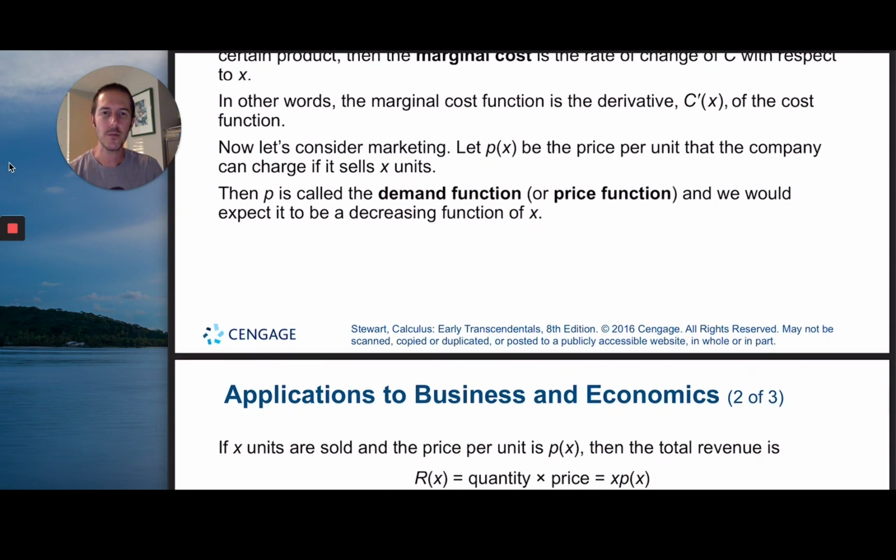There's also this function p of x, which represents the price per unit. Now, if you've ever had t-shirts screen printed, you know that the cost to produce that first t-shirt is very expensive because the screen printer has to create the screen in order to print that one t-shirt. So the cost of printing your first t-shirt might be $100. But the cost to produce the second t-shirt is only going to cost you, I don't know, $3 maybe.